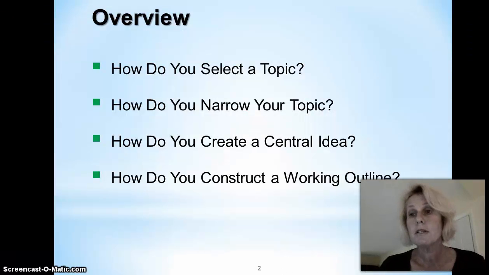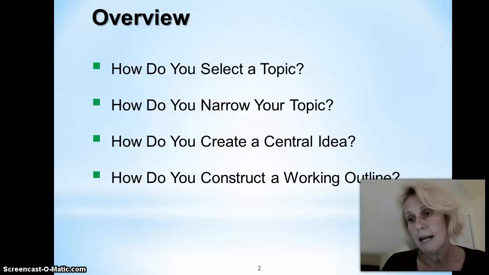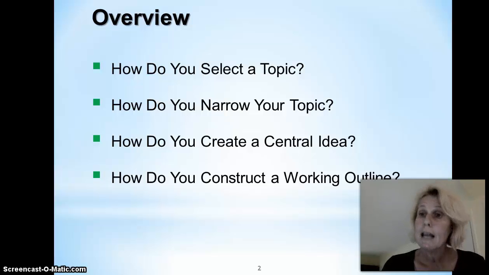The overview for this chapter includes how you select your topic, how you narrow down your topic, how you create a central idea. Central idea is also your thesis. Perhaps you're familiar with that term from English class. And how do you construct a working outline? We will be looking at outlines in future videos, but this is the start of it.